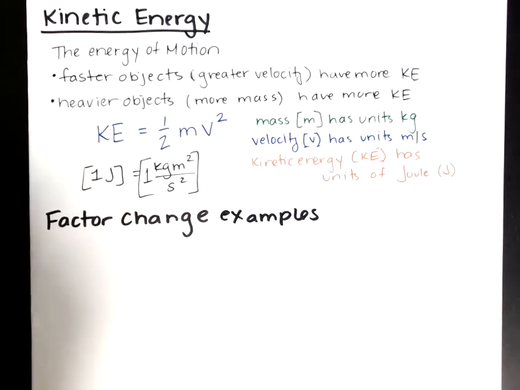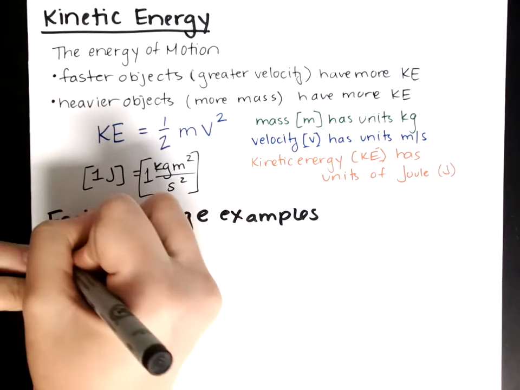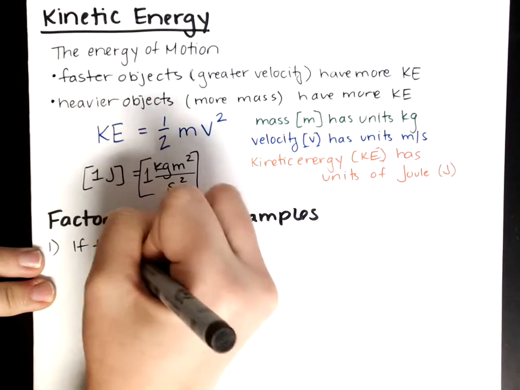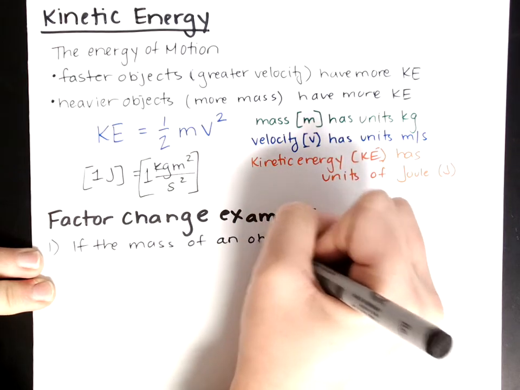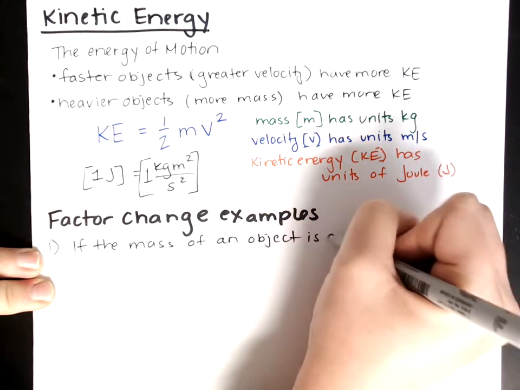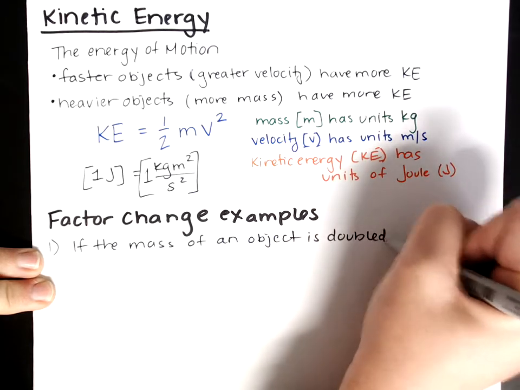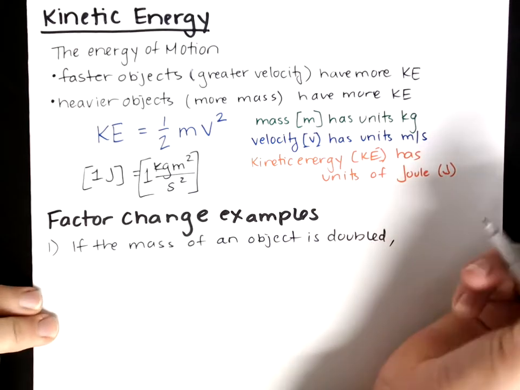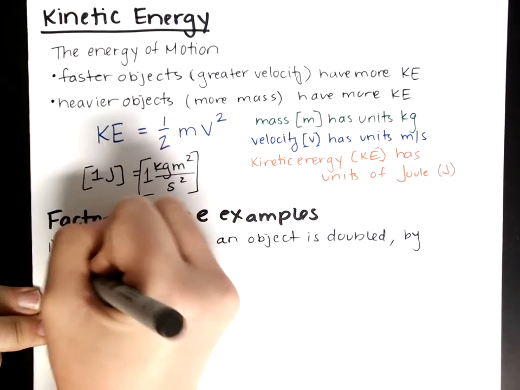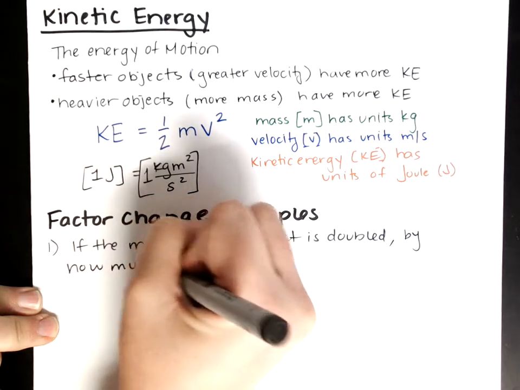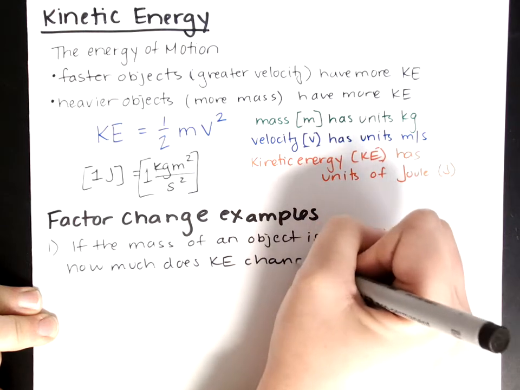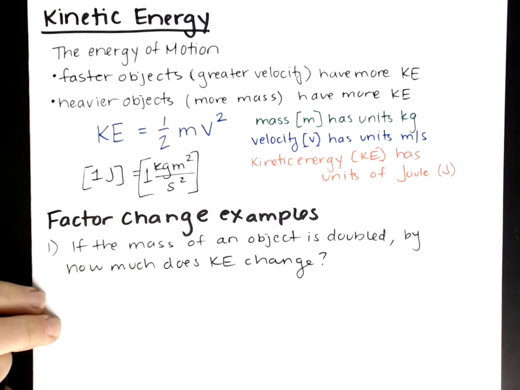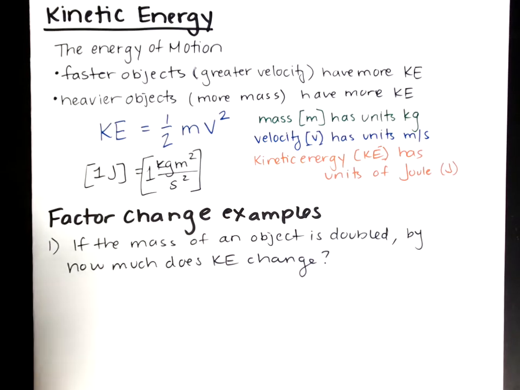So for our first example, we're going to say if the mass of an object is doubled, by how much does the kinetic energy change? There is a method to solving these problems, and we're going to follow these steps to complete the problems.